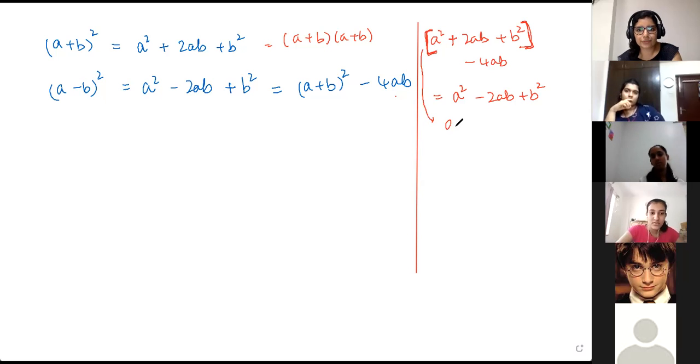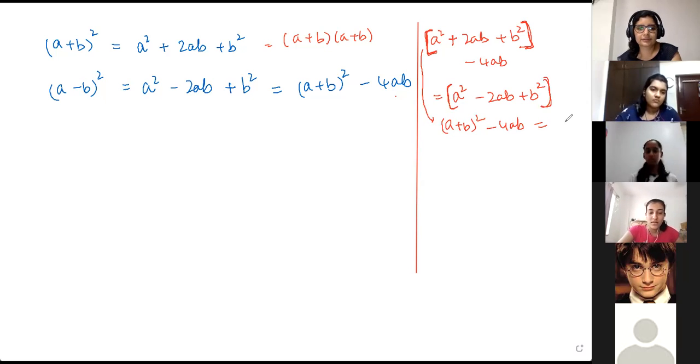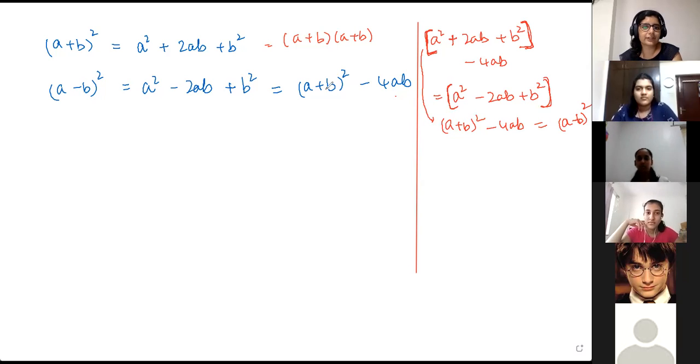Yes. So a plus b whole square, if I subtract 4ab, I'm getting, now what identity does this look like? A minus b the whole square. Yes. So that's where you're getting this part of the equation from.